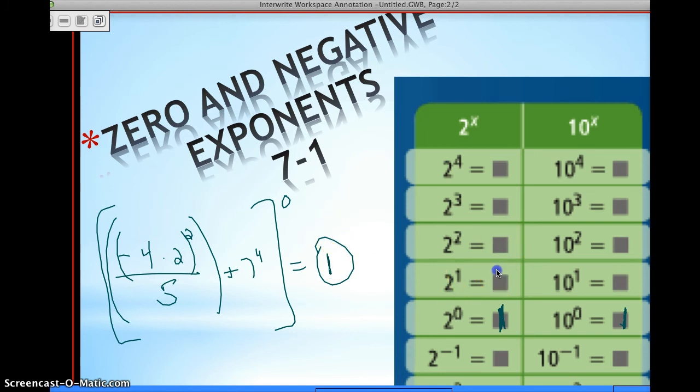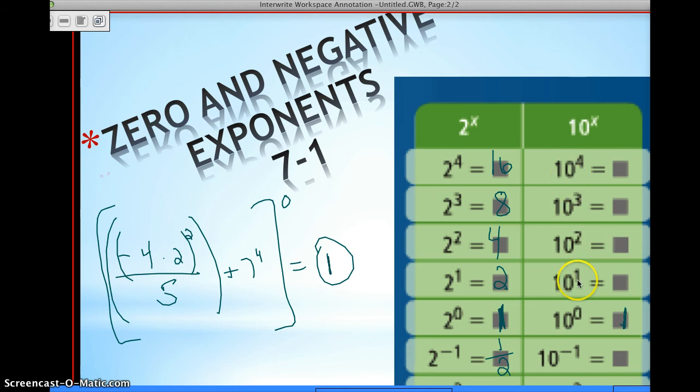2 to the first power would be 2. 2 to the second power is 2 times 2, which is 4. 2 to the third power is 2 times 2 times 2, which is 8. 2 to the fourth power is 2 times 2 times 2 times 2, which is 16. If you go the other way on this, where the exponents now become negative, 2 to the negative first power is 1/2.